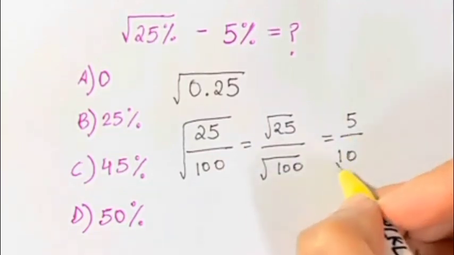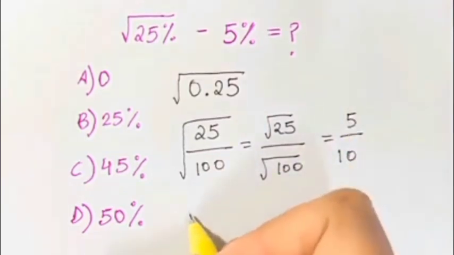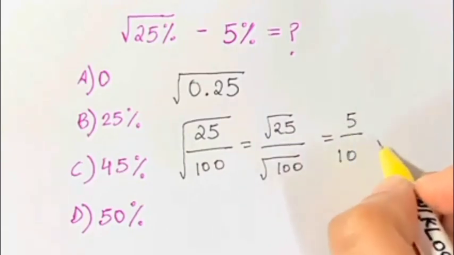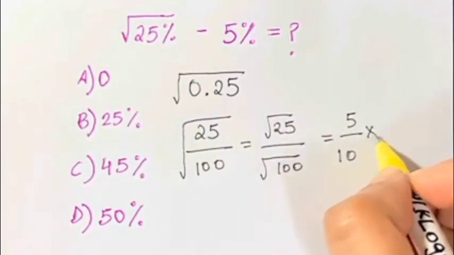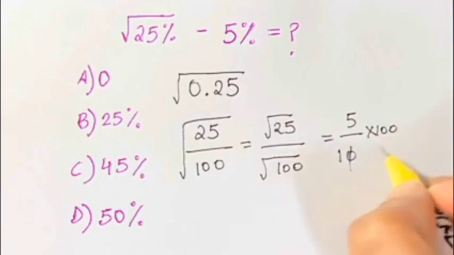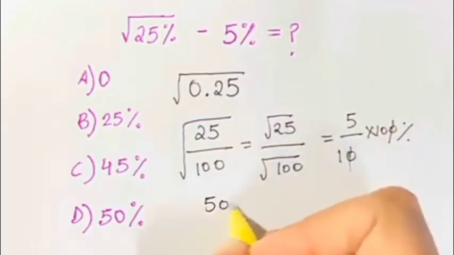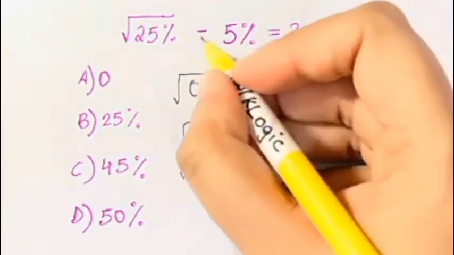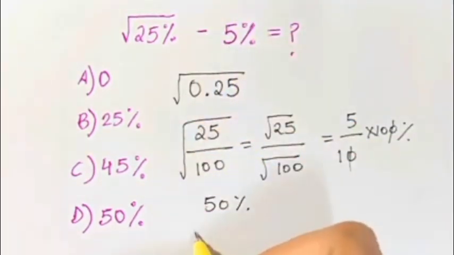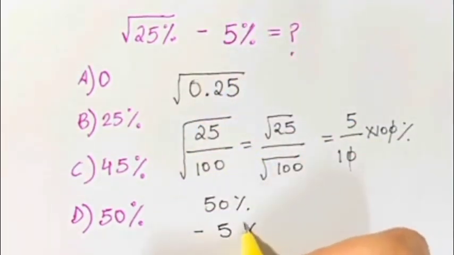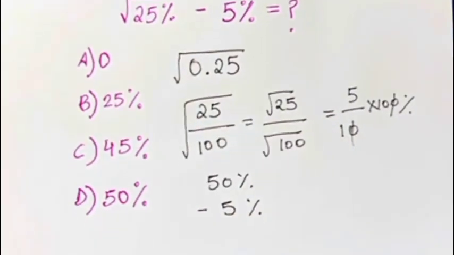Now 5 over 10 as a percentage. Whenever you want to convert a fraction to a percentage, just multiply by 100. So 0, 0 gets cancelled. It's 50%. You have minus 5%. So let's subtract minus 5%.